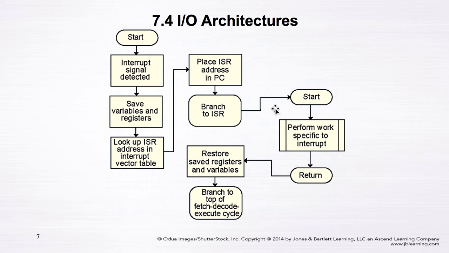Okay, so once it branches, it's going to start the task requested by the interrupt. So it basically performs the work specified by the interrupt, and once done, it returns to the point where the information was stored right here. Basically it retrieves the registers and the variables from before it started the work for the interrupt, and then goes back to the top of the fetch, decode, and execute cycle. So that's the basics of the flow chart of the interrupt.